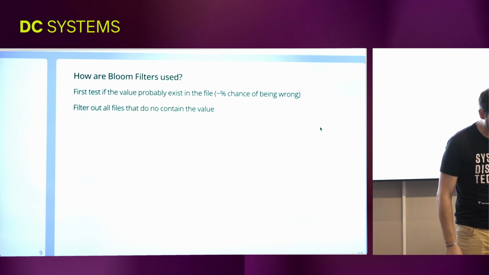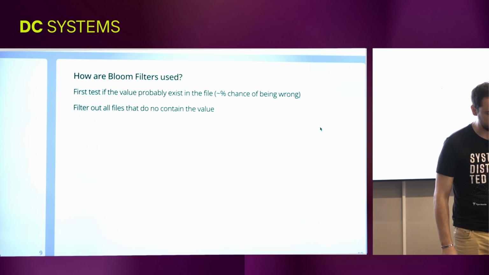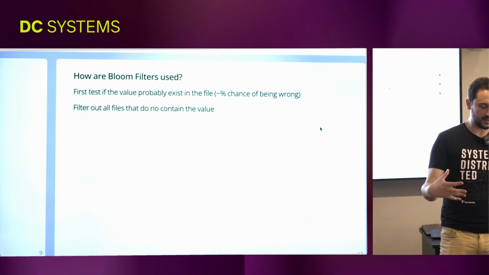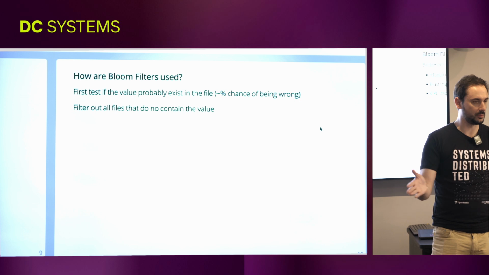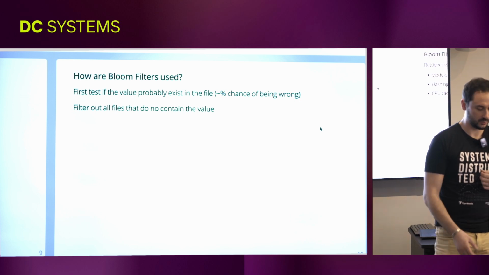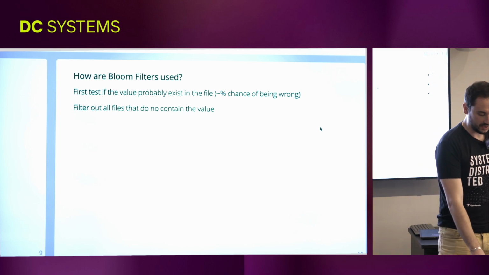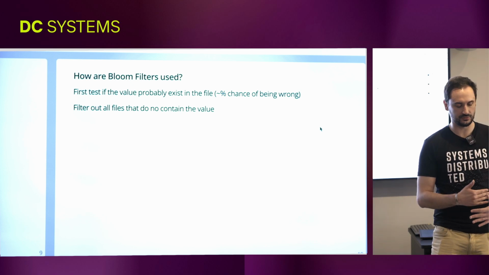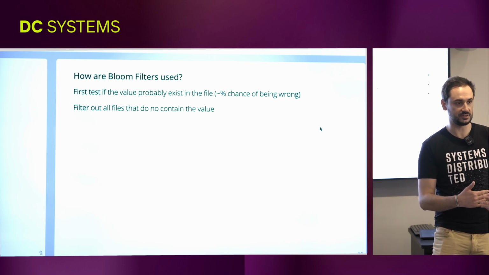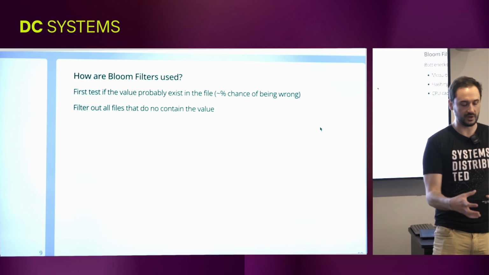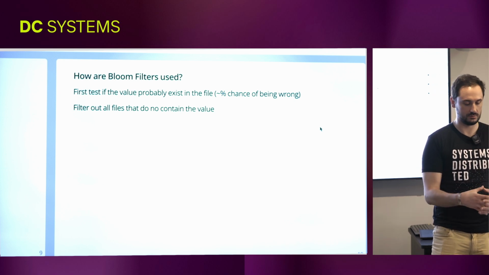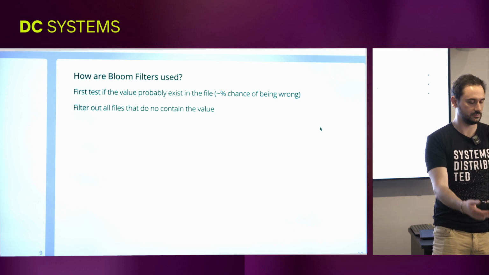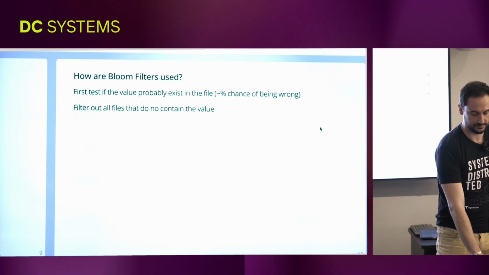In the context of Parquet and Data Lake, the Bloom filters help us skip the parts of the data set that we're not interested in. It's kind of like two steps. First, you test for the probability that the value exists in a file. And then for the remaining set of files that you've identified, you go and actually open them and look through the data to find what you're looking for.